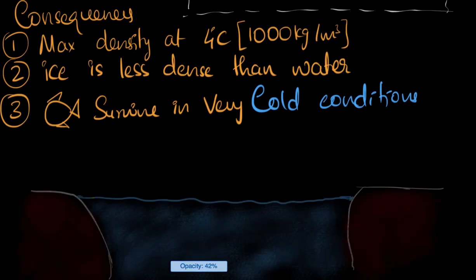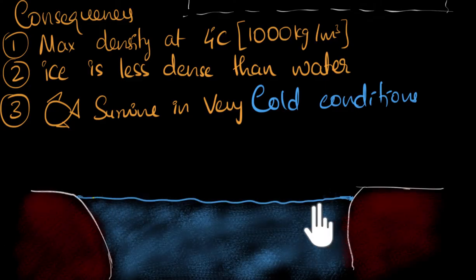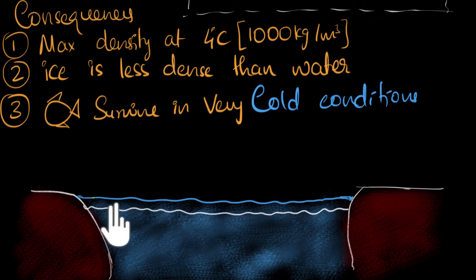Now suppose this represents a lake or a pond in a very cold place. Let's say the surrounding temperature is below 0 degrees Celsius. We would expect this entire water to freeze up, right? Because the whole temperature is below 0 degrees Celsius. But it doesn't. And it's all because of this anomalous behavior of water. So what happens is that the top layer of the water, which is in direct contact with the surrounding, well, that will end up freezing. That will end up becoming ice.